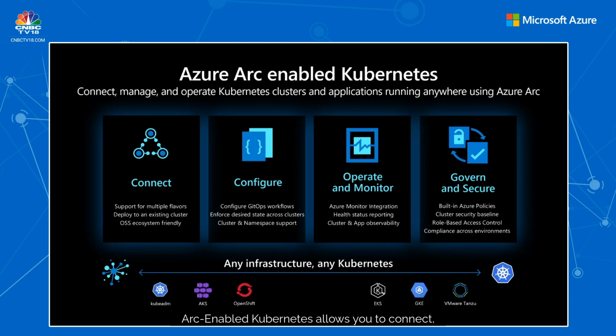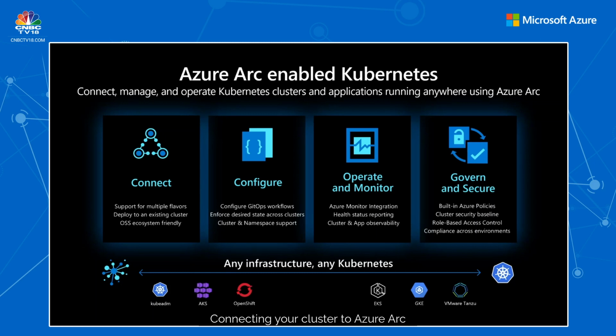Arc-enabled Kubernetes allows you to connect, manage, and operate Kubernetes clusters and applications running anywhere, on-prem, edge, or other clouds. It works with any CNCF certified K8s distro and is also explicitly validated on some of the industry-leading offerings such as OpenShift, Tanzu Kubernetes Grid, Rancher Kubernetes Engine, etc.